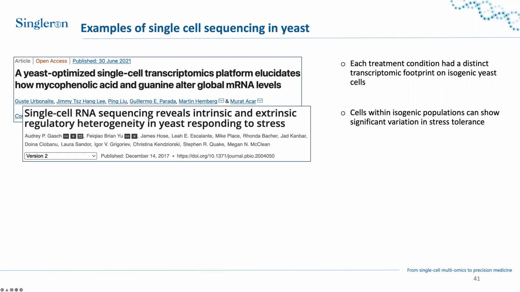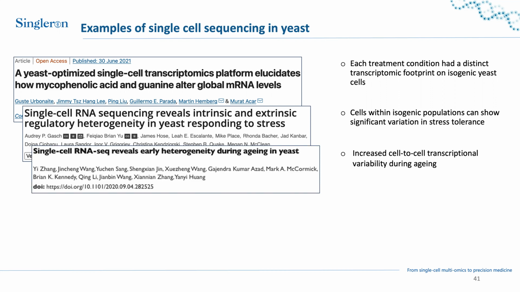In this second example, the authors looked at transcript heterogeneity in single cells treated with and without stress. And they were able to really find out that even cells within isogenic populations can show significant variations in stress tolerance.